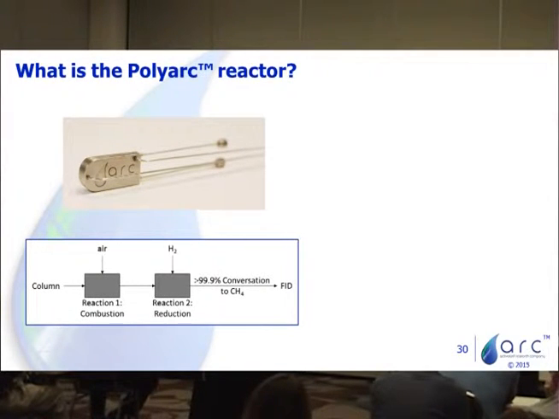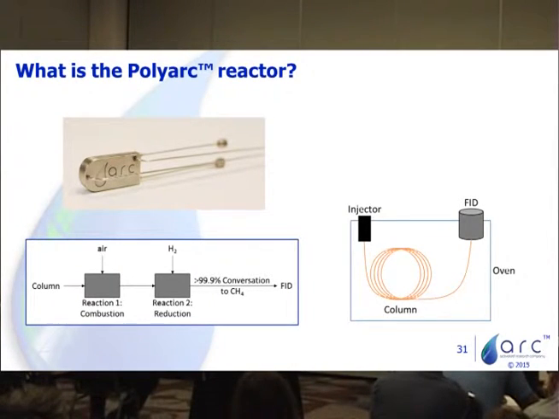The reaction happens in 2 stages. First, we combust everything to carbon dioxide and water, and then we reform all that, or methanate all that, into methane through a reduction process, and we get larger than 99.9% conversion to methane for everything that we've tried.